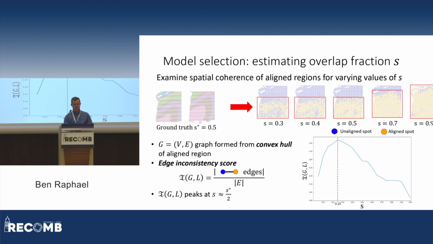So you can sort of see this sort of coherence here below S. And then when you get to S really low, what happens is that most of the slice is unmapped, and so this boundary tends to shrink again. So we find the peak of this function, which I've written down as this edge inconsistency score, and it tends to give us a decent estimate of S.